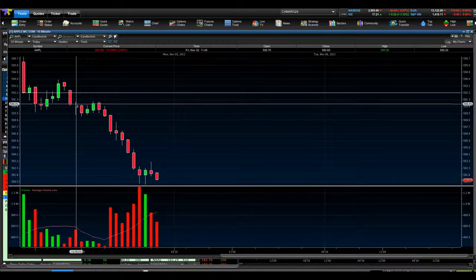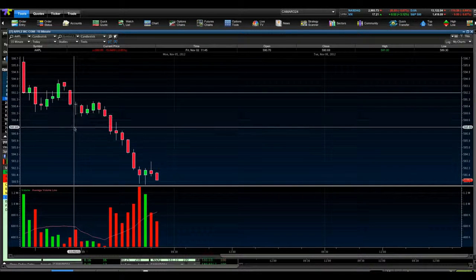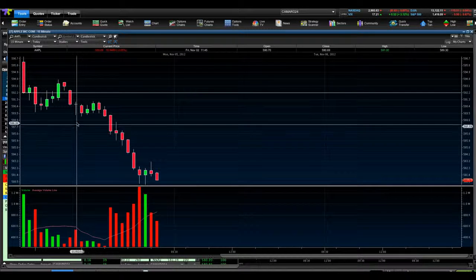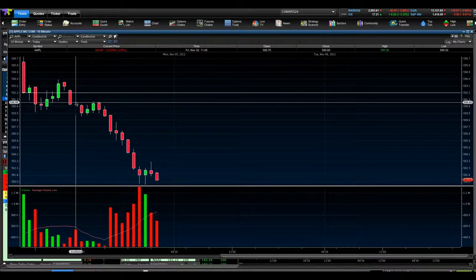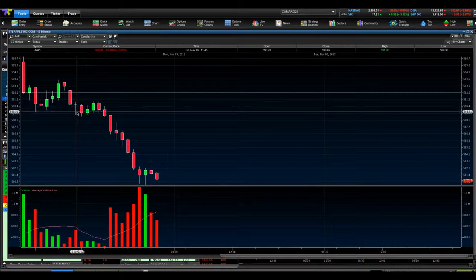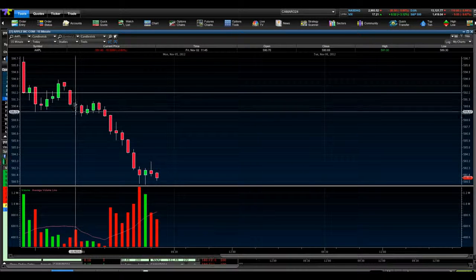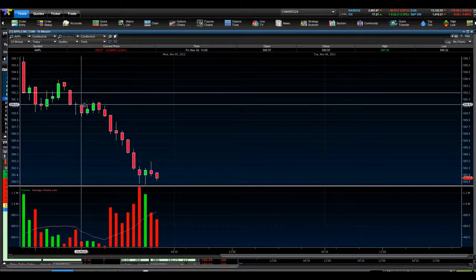Here we had, I believe this is called a dragonfly doji. This is where the stock opened, went lower throughout the 15-minute period, but was able to regain all of the losses and close relatively unchanged. This normally is a signal that either a bottom is in or a stronger bounce is coming.